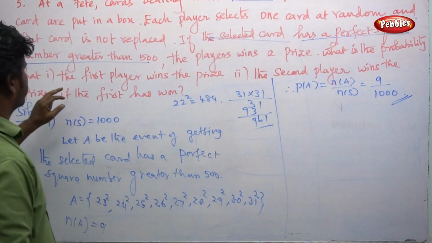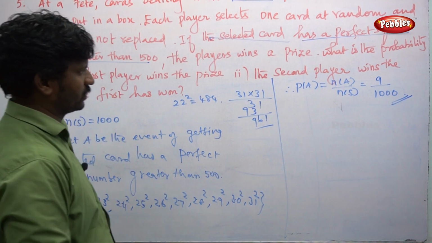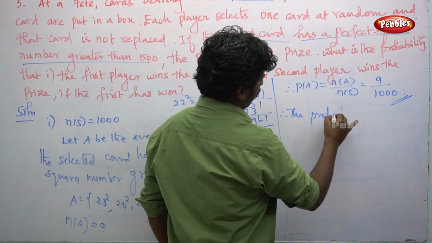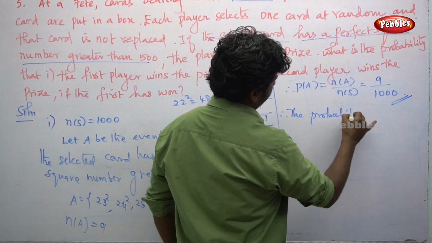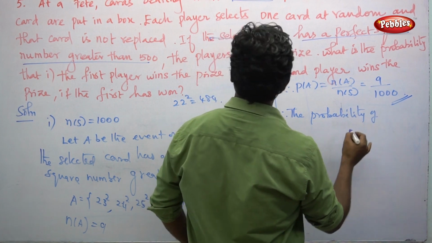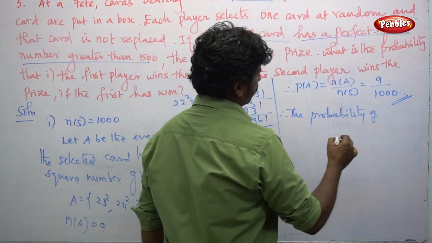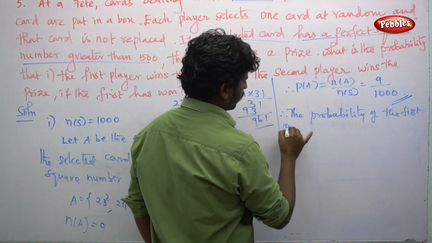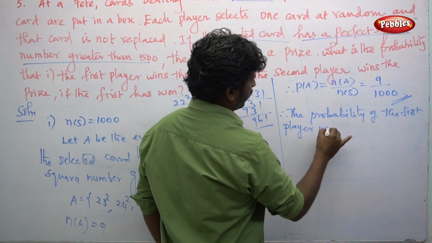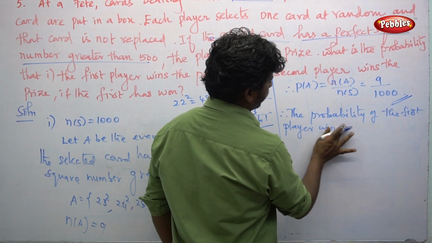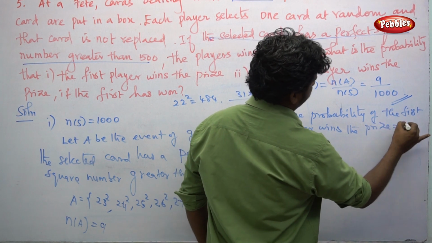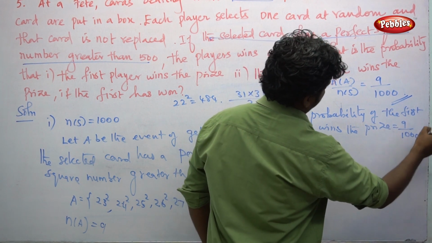What is that? The probability that the first player wins the prize is equal to 9 by 1000, right?